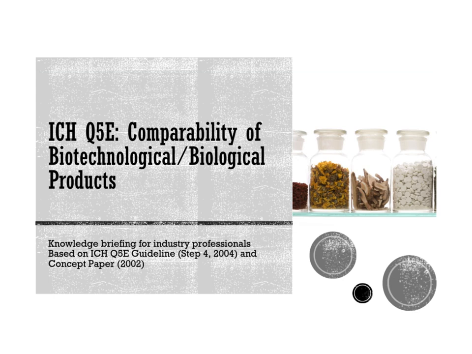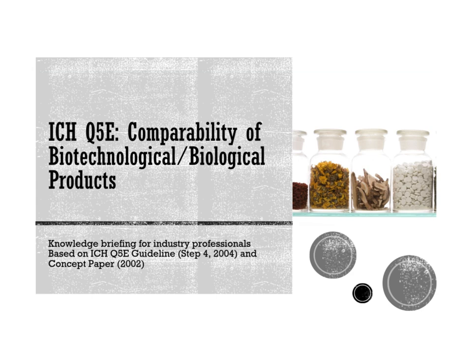Welcome everyone. Today's session is a knowledge briefing on ICH Q5E, the guideline that explains how regulators expect manufacturers to demonstrate comparability when a biological product undergoes manufacturing changes. This deck is based on two foundational ICH documents, the Q5E Guideline, finalized at Step 4 in 2004, and the earlier concept paper from 2002 that explains why Q5E was created in the first place.